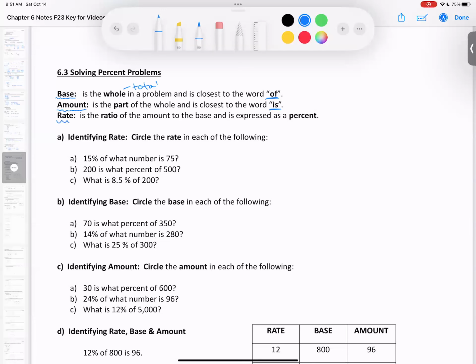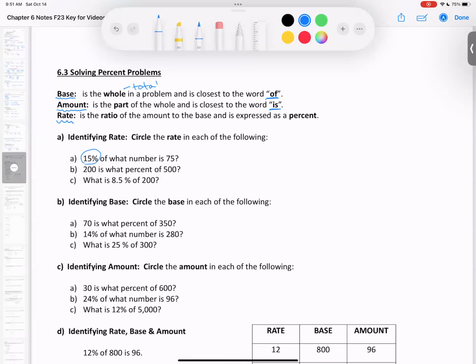The rate is the percentage. It's the ratio of the amount to the base, which is expressed as a percentage. So let's start with some practice on identifying each. If we were asked to identify the rate in the following three problems, we have 15% of what number is 75. The rate here is the percent. It's the 15%.